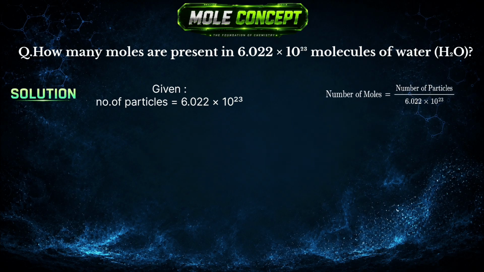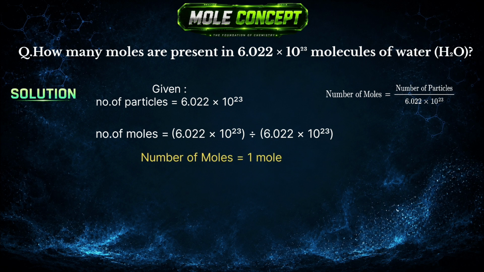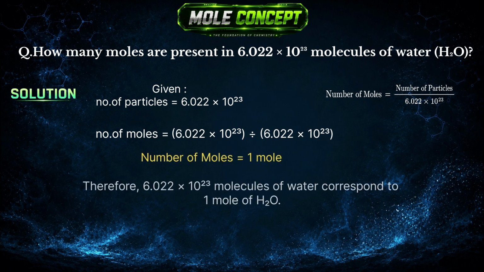Now substitute the values into the formula. Number of moles equals 6.022 times 10 to the 23rd power, divided by 6.022 times 10 to the 23rd power. Number of moles equals 1 mole. Therefore, 6.022 times 10 to the 23rd molecules of water correspond to 1 mole of H2O.